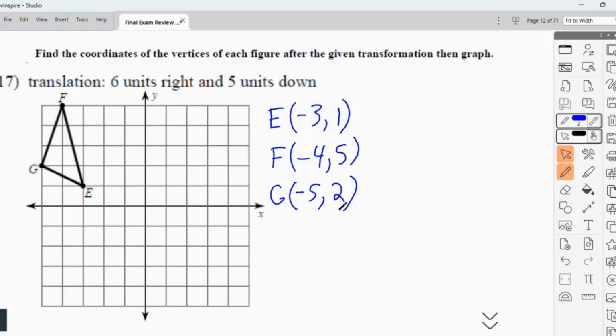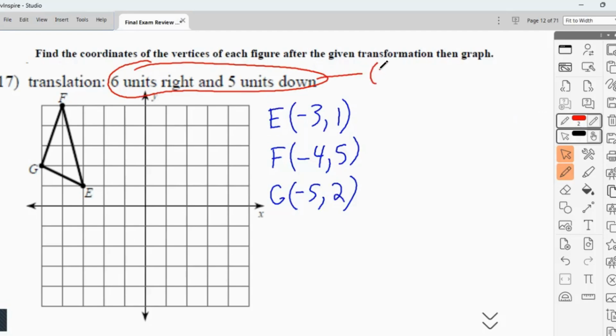All right, according to what they want us to do, this is the rule. And let me put the rule in a different color. I'm going to put it in red. This is the translation. They want us to go 5 units to the right, and they want us to go 5 units down.